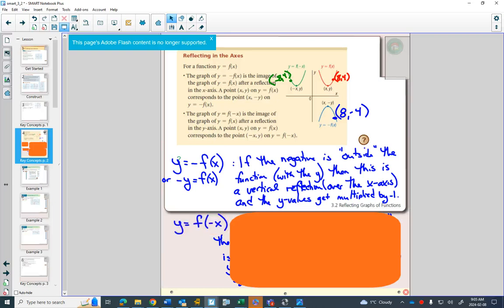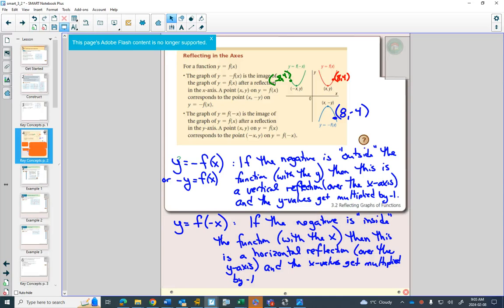So we'll write a note for that one as well. If that negative is inside the function, in other words, the negative is with the x, or where the x was, then this is a horizontal reflection. And we say a horizontal reflection is over the y-axis. Algebraically, your x values are getting multiplied by negative 1.